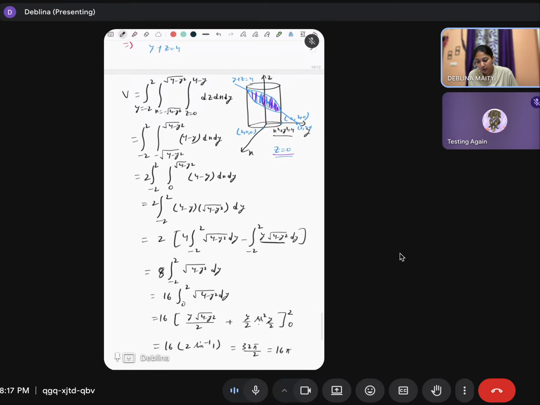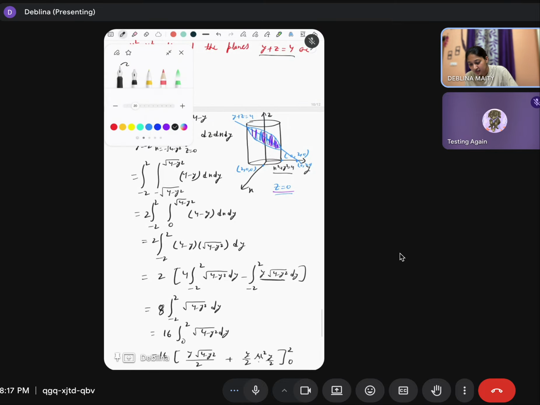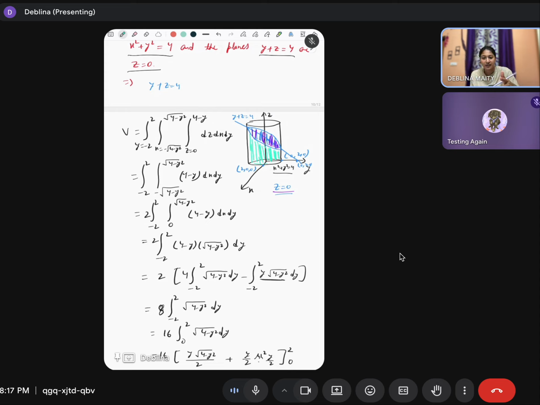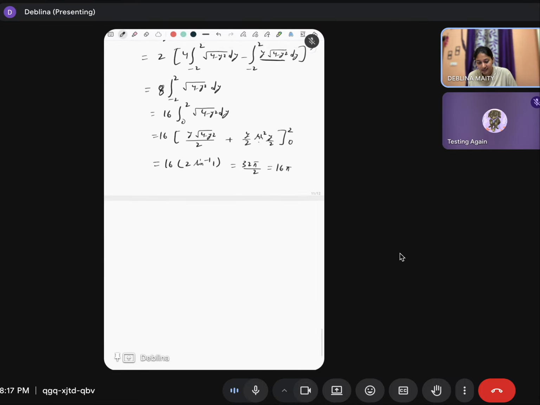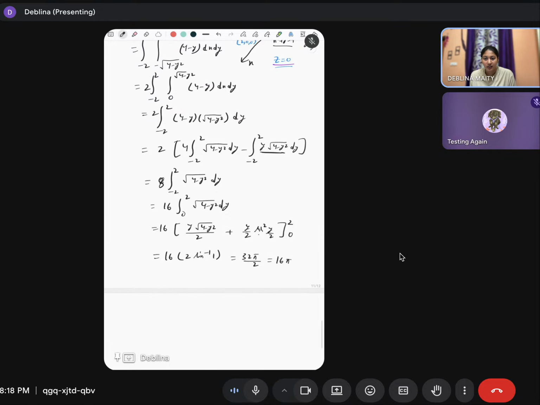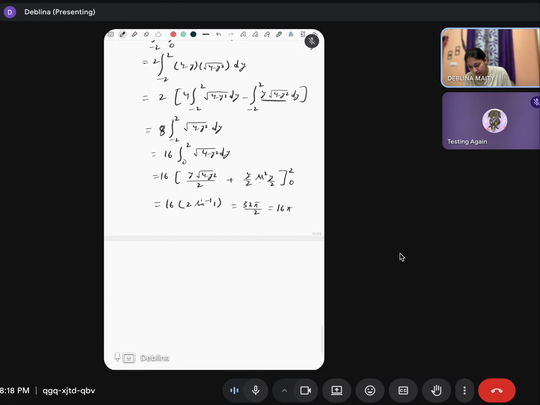Okay, so the volume of this region, this portion, right? So we are finding the volume of this portion bounded by z equals to 0 and this plane of this cylinder. So volume of this we have found out, this is 16 pi. Okay, so let's go to the next problem.